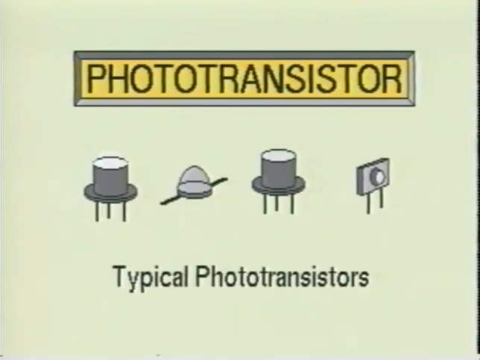Phototransistors are more light sensitive than are photodiodes. However, photodiodes have the fastest switching time of the two. Photodiodes have a typical switching time of nanoseconds compared to the switching time of microseconds for the phototransistor.